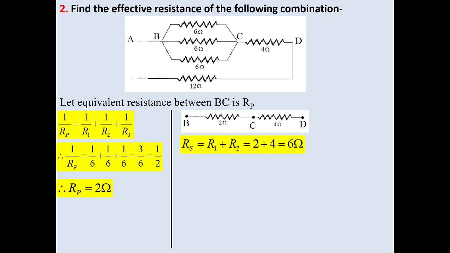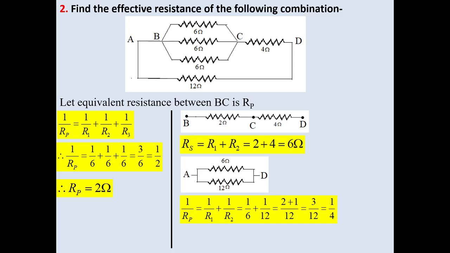Now we will find out resistance between A and D. So two resistances, 6 ohm and 12 ohm, are now connected in parallel. So we will find out parallel combination between A to D. So 1 upon Rp is equal to 1 upon R1 plus 1 upon R2. Substitute the values, you will get Rp as 4 ohm, that is the total resistance of the circuit is 4 ohm.